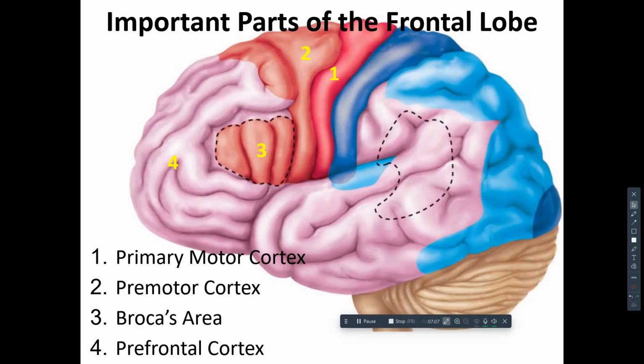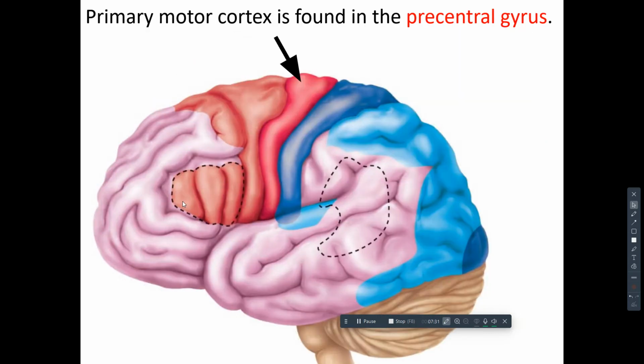We're going to do 4 regions, and we see them labeled on this nice colorful brain here. We've got a primary motor cortex right here. Then in front of it, we got the premotor cortex. Near that, we've got Broca's area. Then this big region in the front is known as the prefrontal cortex. So let's go through all 4 of these, starting with the primary motor cortex.